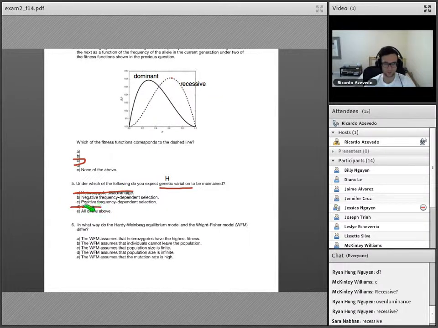So by that, all of the above is also not the case. So it's between negative frequency dependence or positive frequency dependence. So which one would maintain heterozygosity? Negative frequency dependent or positive?